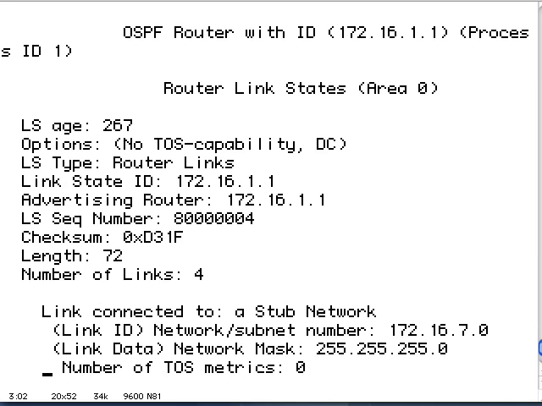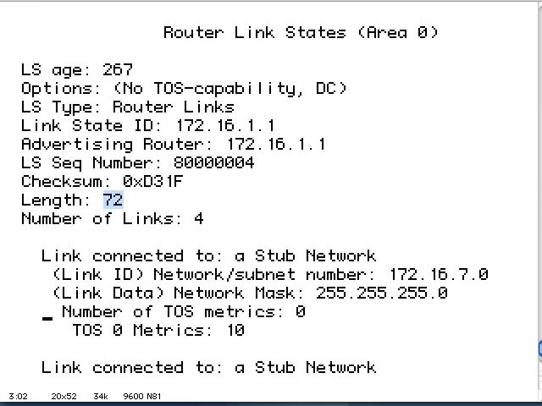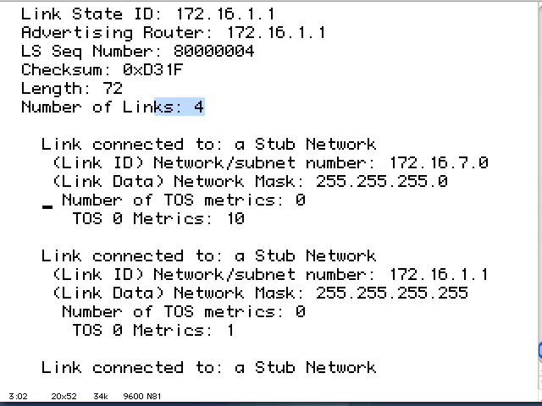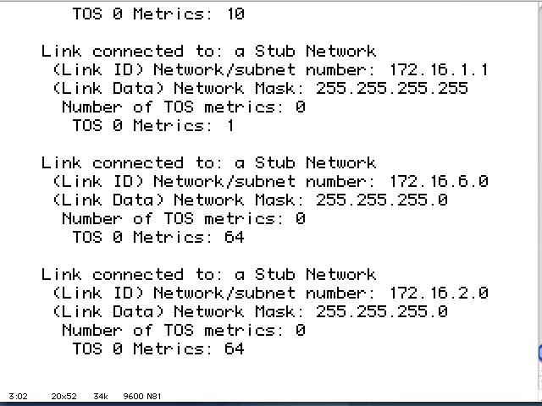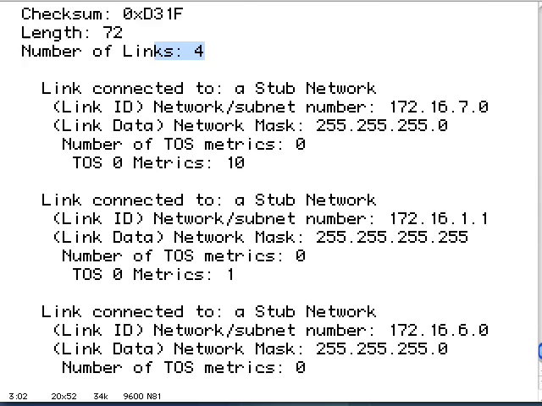Notice the sequence number has incremented again. Now it's 80,000,004. I got a new checksum. My length is a little bit larger. I've got 4 networks. They're all considered stub networks because I don't have any OSPF neighbors on any of them.